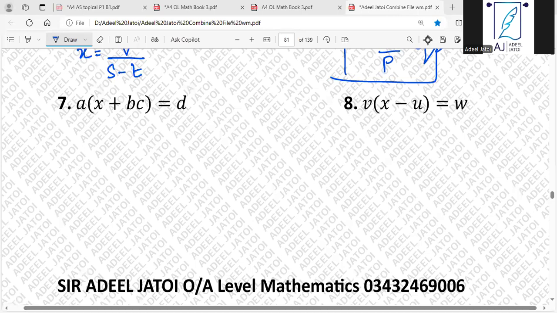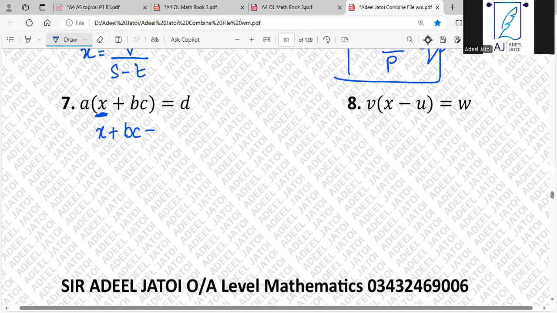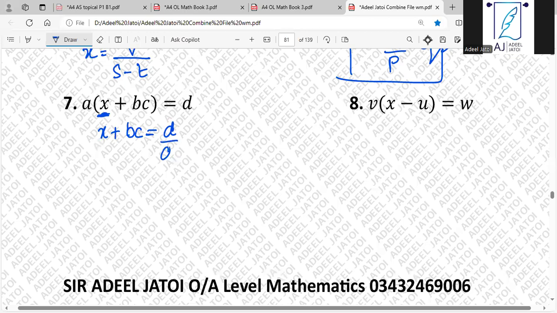Okay, we need to make x the subject from part 7. So if you see that x is here, it's inside the bracket, right? So can I say a is being multiplied? It will be divided on the other side. So this should be x plus bc is equal to d upon a. To make x the subject, plus bc will go on the other side and become minus bc. This is one way of doing this.